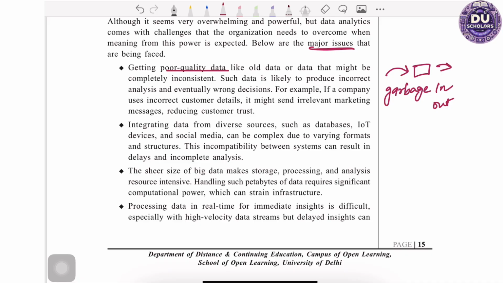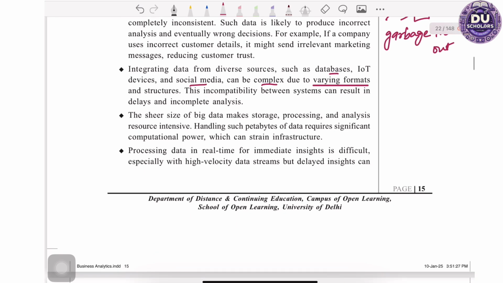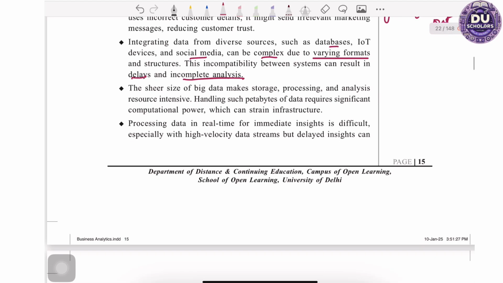So for example, if a company is using incorrect customer details, it might send irrelevant marketing messages and reduce customer trust, right? Integrating data from diverse sources like databases, IoT devices or social media can be complex due to varying platforms and structures. This incompatibility between systems can result in delays and incomplete analysis, right? The sheer size of big data makes storage, processing, and analysis very intensive. Handling such data requires significant computational power, which is a strain on infrastructure, right?